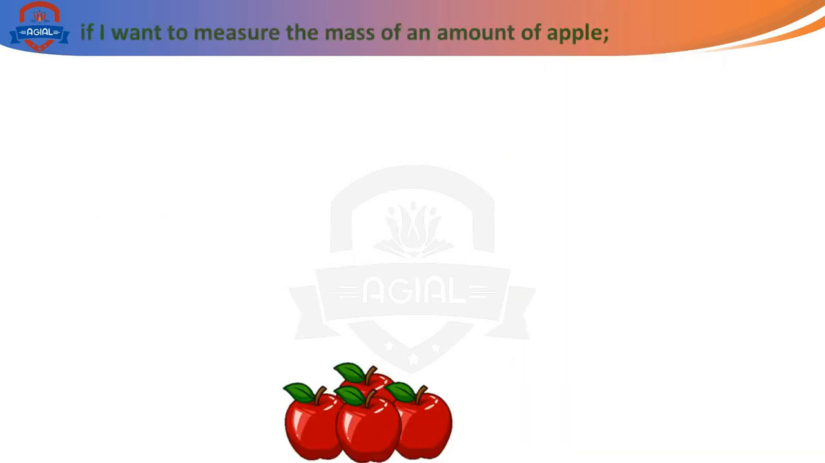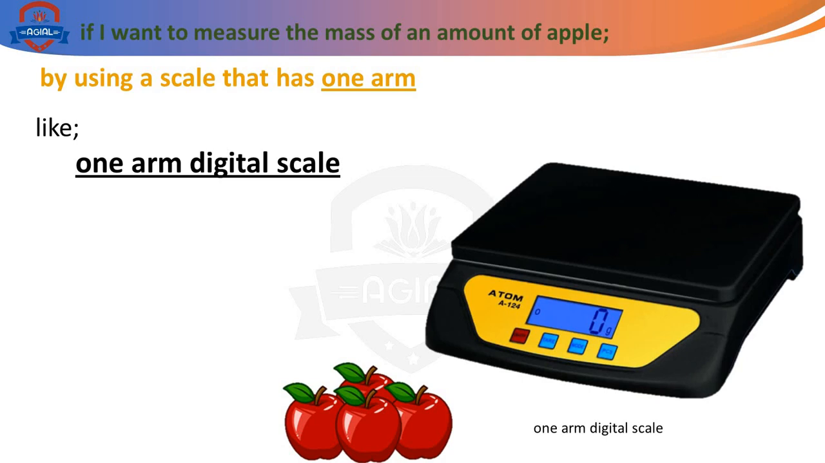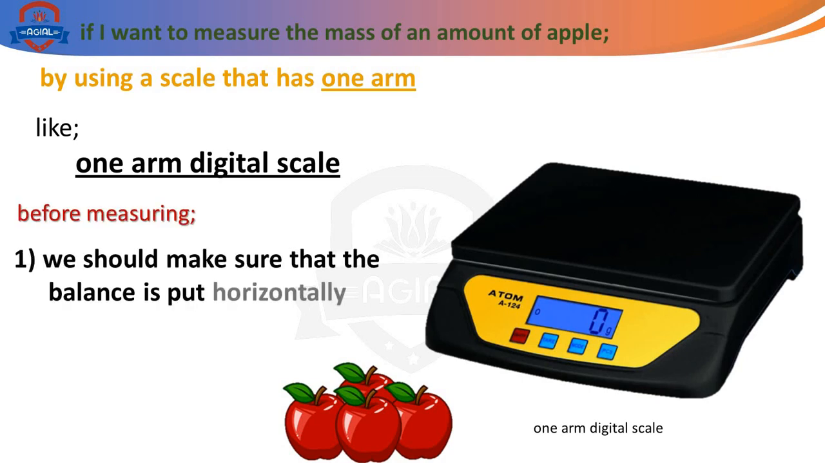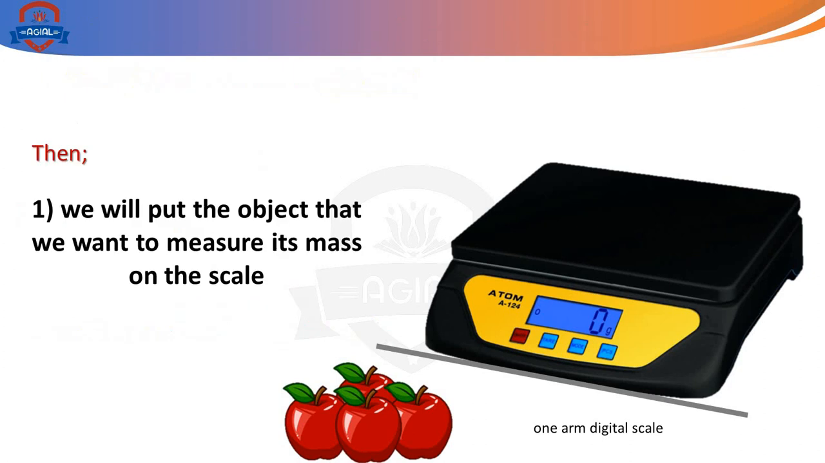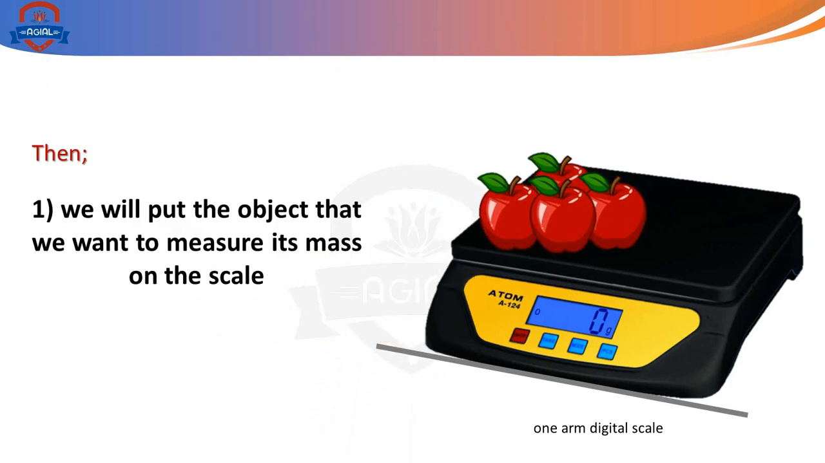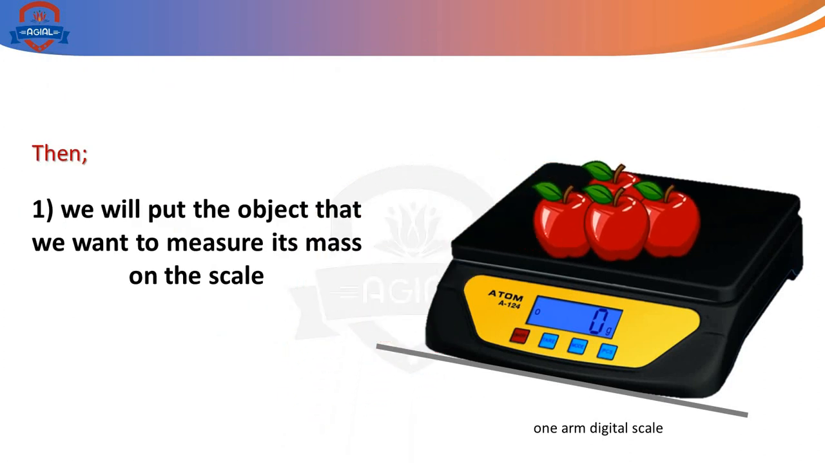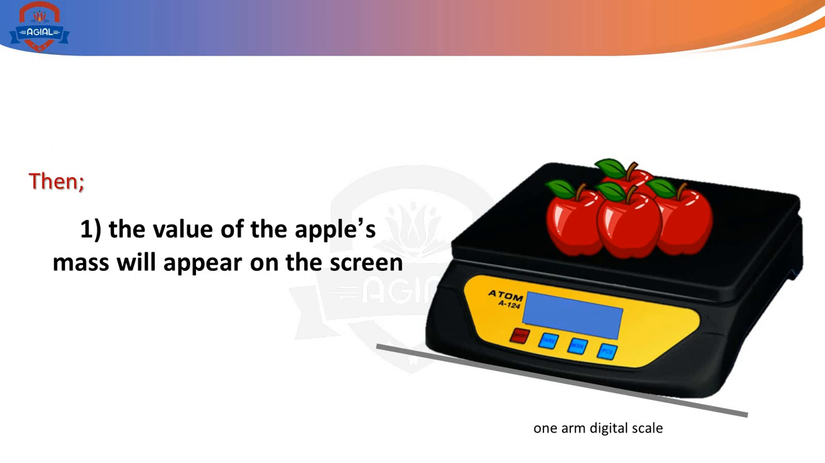We will use another one. We will use the 1 arm digital scale. Also, before measuring, we should make sure that the balance is put in one line to avoid any vibration to the scale. Then we will put the object that we want to measure its mass on the scale. Then the apple's mass will appear on the screen, which equals 2 kilograms.